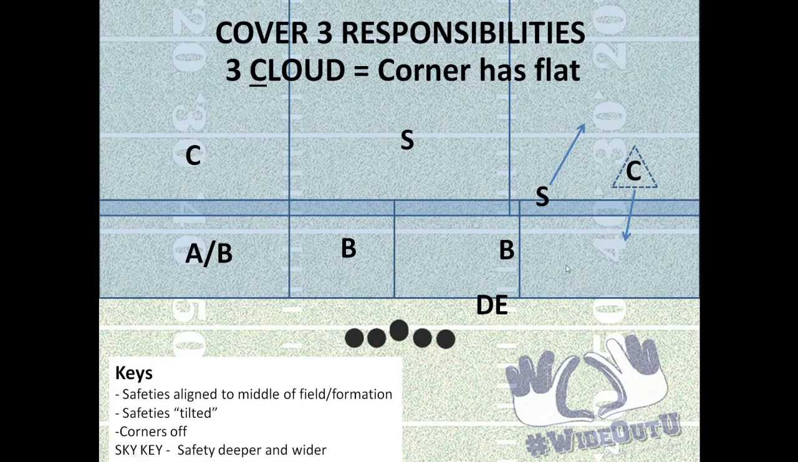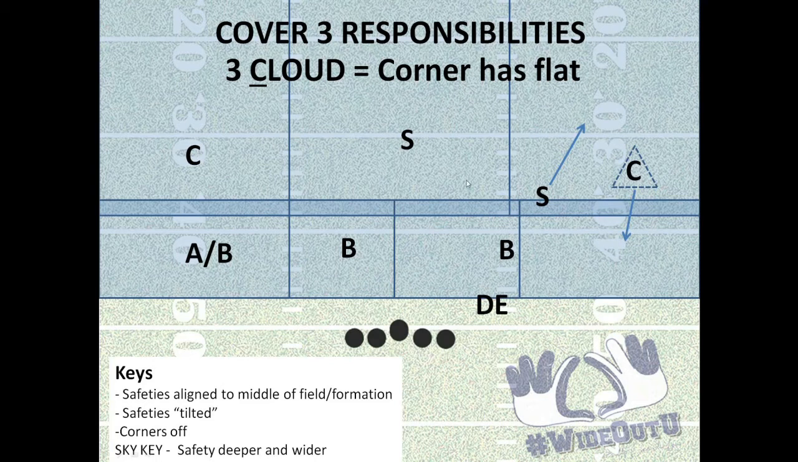And one of the things we're looking for, if we want to know if it's cloud, where that corner is going to press, is that safety cheating back so he can get into that deep third. It's hard to come from real tight here and bail all the way to the deep third, especially with an outside receiver. So that safety is going to be up from his normal position, but he's going to be cheating out and even back a little bit so that he can roll back.